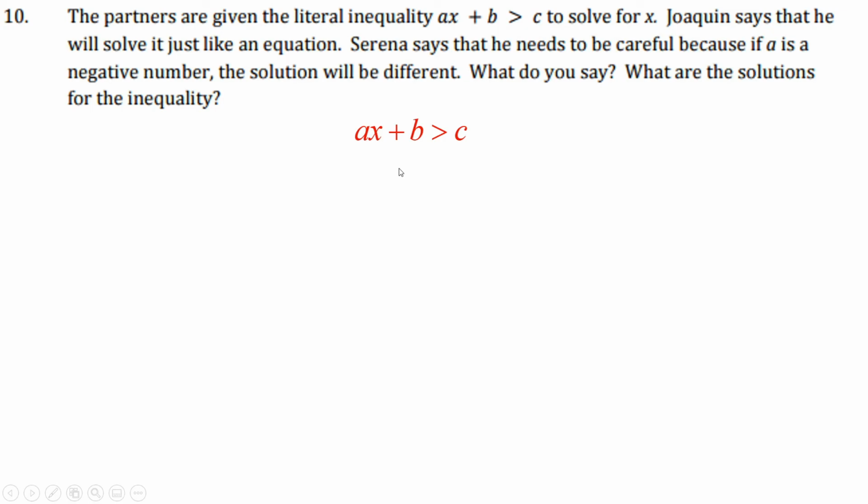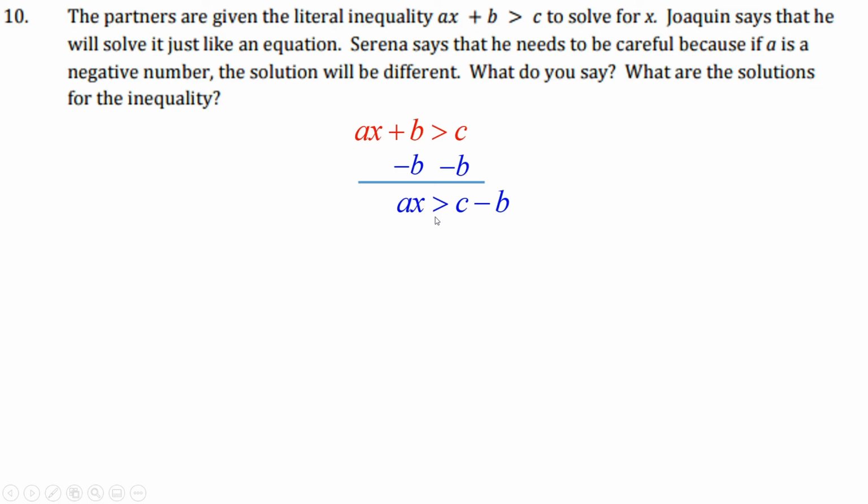All right, well, let's solve and see what's going to happen here. So if I'm going to solve for this x, the first thing I'm going to do is get rid of that plus b right there. Let's subtract b from both sides. So we have a times x, and over here we cannot combine these, so that's c minus b. All right, and then Joaquin says let's divide by a. But this is an inequality, and if we multiply or divide by a negative number, don't we have to reverse the orientation of our inequality symbol right there?